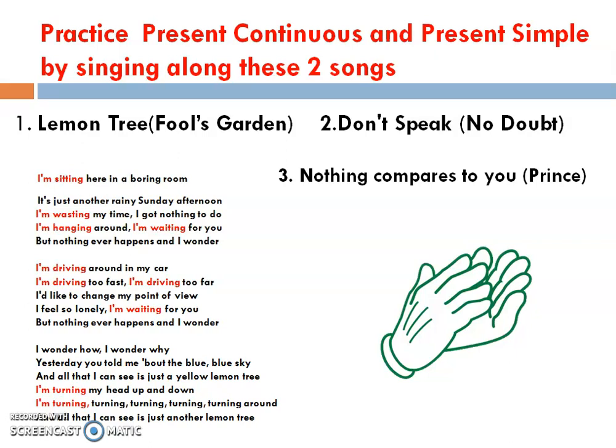And the second song I recommend to you is Don't Speak, sung by No Doubt. It's a perfect song to practice present simple tense. And the third song, sung by Prince, is Nothing Compares to You. You can easily find these songs on YouTube.